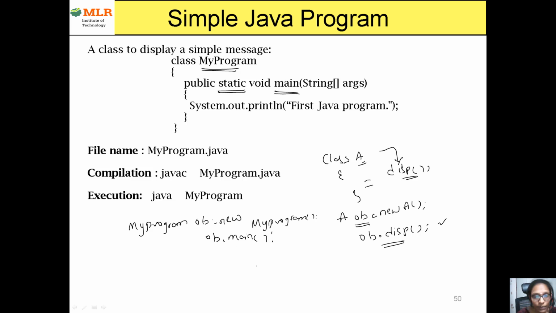But the operating system has so many duties, so many responsibilities. For every program it cannot create the object. It will take more time to create the object. That's why we are declaring main as static. If we declare any method as static, we don't need to create an object. Directly we can access that method using the class name. What is the class name? MyProgram. So MyProgram.main. Simply if I know the class name, I can access that.